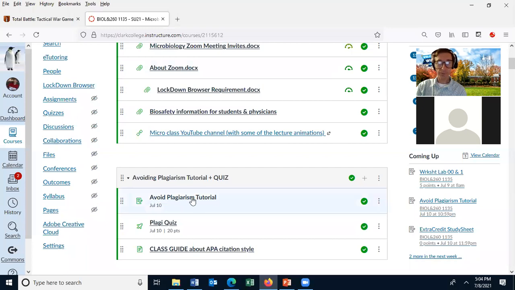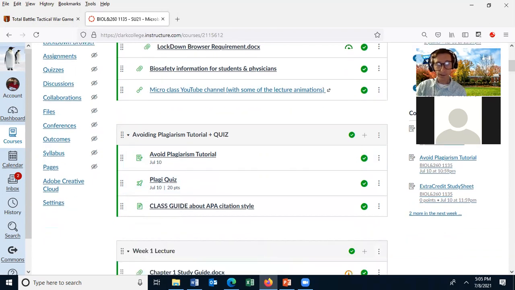There's the link for the Avoiding Plagiarism tutorial. Remember, you must take that tutorial by Saturday and then take the Plagy quiz. You must get 100% on this Plagy quiz. You may take it more than once, I think it's actually something like 5 to 7 times. And although it's only worth 20 points, if you don't get 100 points on the Plagy quiz, you will get 0 on the infectious disease project, and that is worth 100 points.